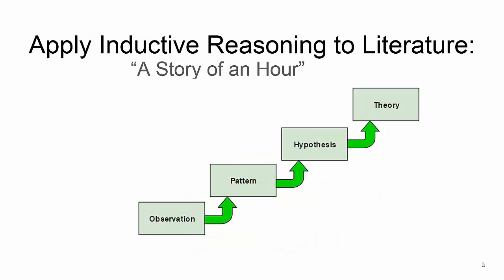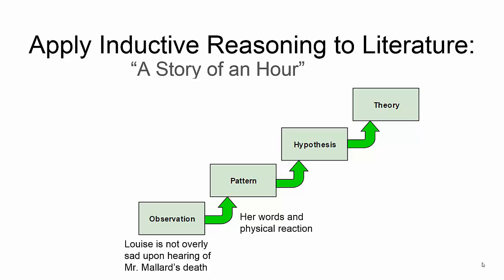Let's apply inductive reasoning to literature. We'll use, for example, the story of An Hour. In this case, you're going to start with an observation. For example, Louise is not overly sad upon hearing about Mr. Mallard's death. Then you would look for patterns in the story. For example, her words, free, body and soul free, and her physical reaction, how she throws herself in a chair but then walks around like a goddess of victory. Then you would establish a hypothesis. This is your idea that Louise is happy that she no longer is a wife. This is debatable because some people would say she is happy.